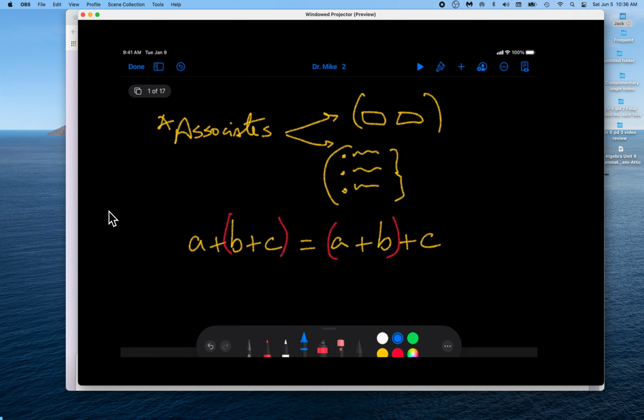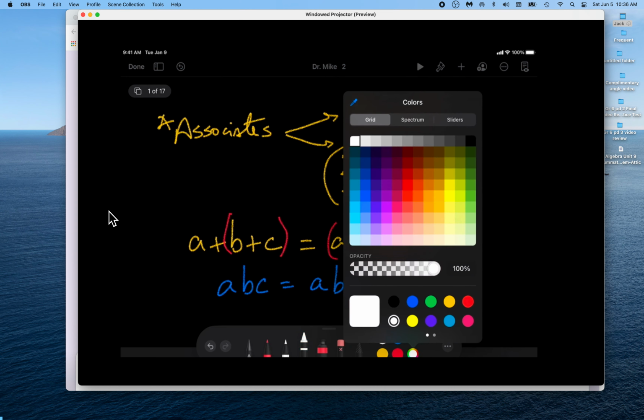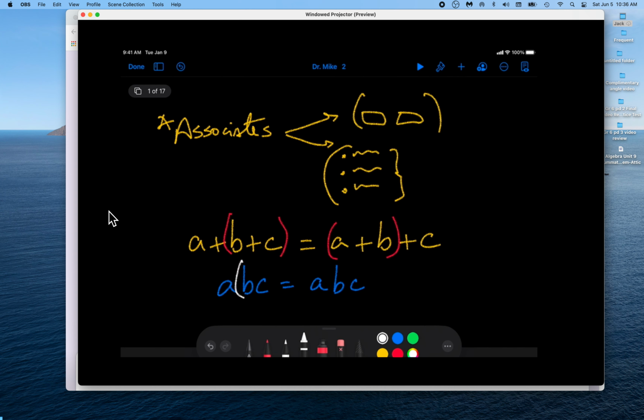Same thing is true with multiplication. You know that A times B times C equals A times B times C. But if they put parentheses in there in addition, they're talking about the associative property of multiplication. Okay, so parentheses, associates. Two students, associated. Multiple professionals, associates. Parentheses.